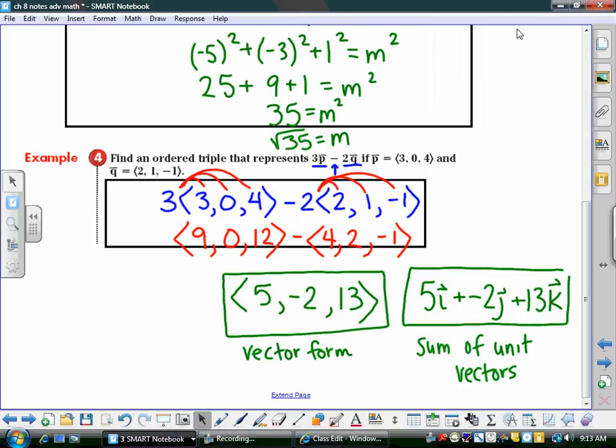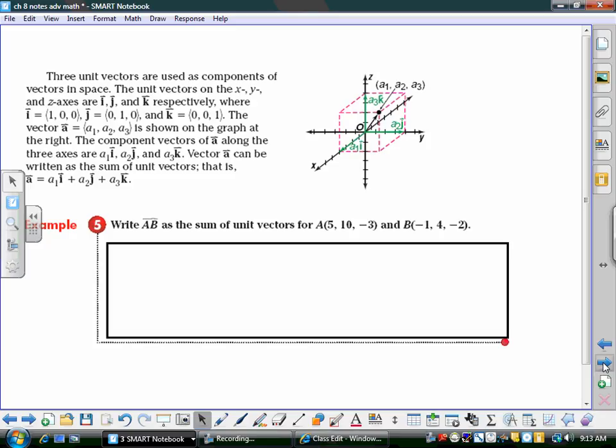Here's an example looking at the sum of unit vectors again. Any vector can be rewritten as the sum of unit vectors, however many x's you need, however many y's you need, plus however many z's you need. They want you to write vector AB as the sum of unit vectors if A is here and B is there. I'm going to start by writing it as an ordered triple first, and then change it into the i's, j's, and k's.